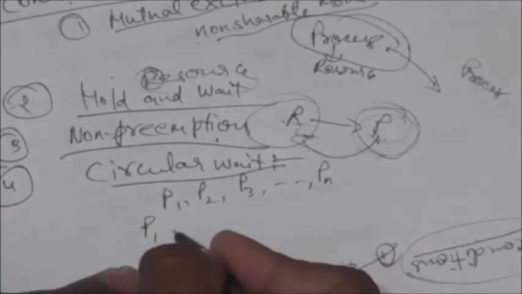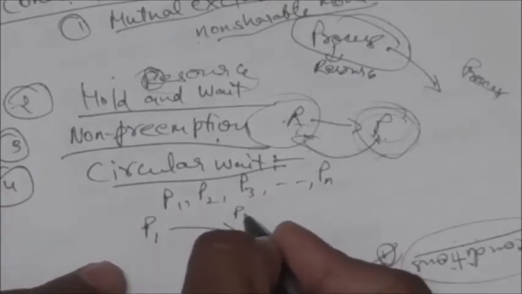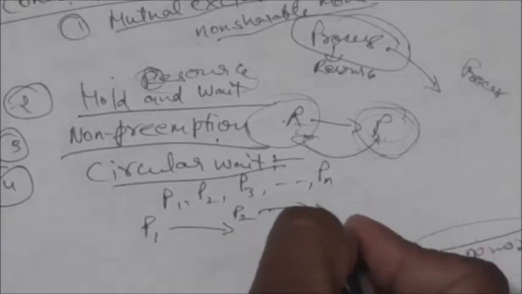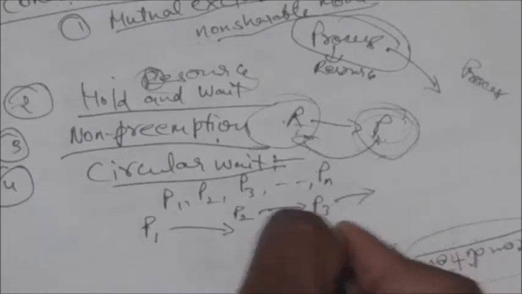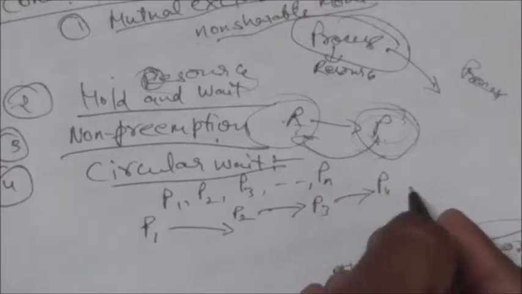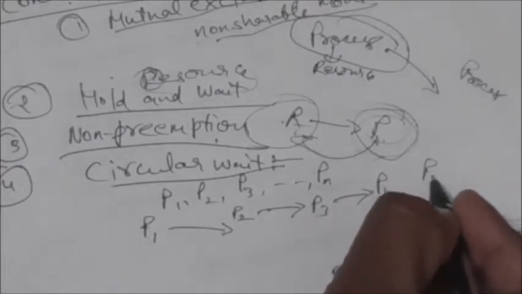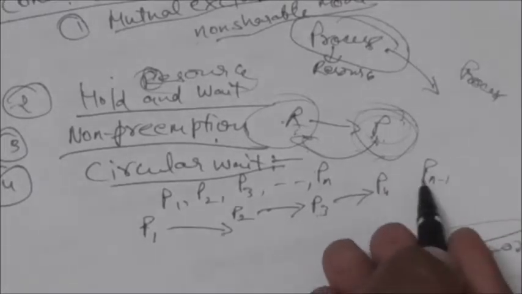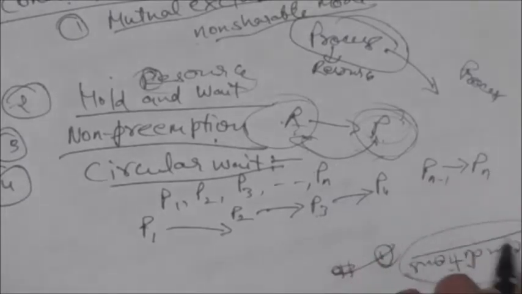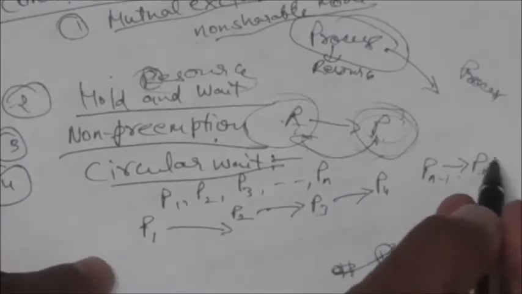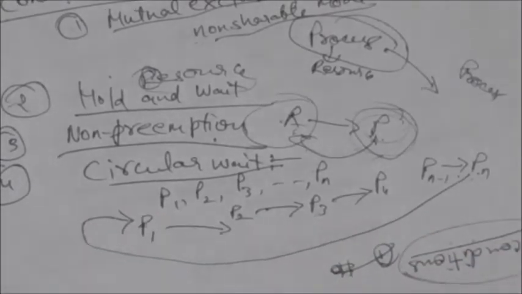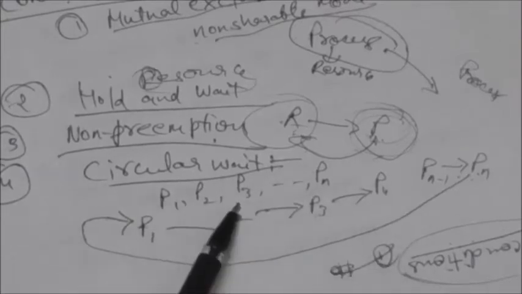P1 is waiting for some resource which is being held by process P2, and process P2 is waiting for some resource which is being held by P3, and P3 is waiting for some resource which is being held by process P4, and so on. The process Pn-1 is waiting for some resource which is being held by process Pn, and this process Pn is waiting for some resource which is being held by process P1. So there must be a circular wait.